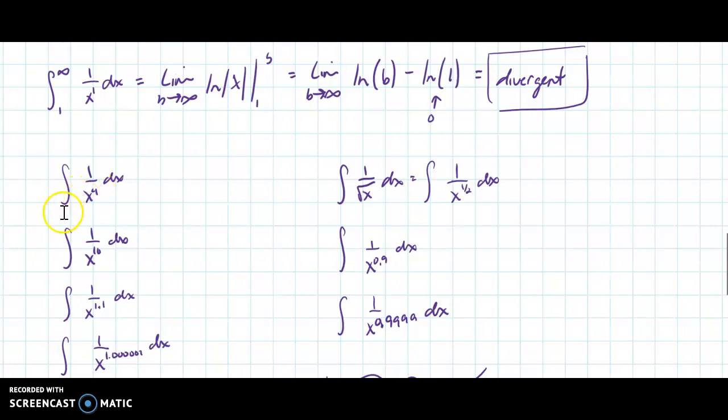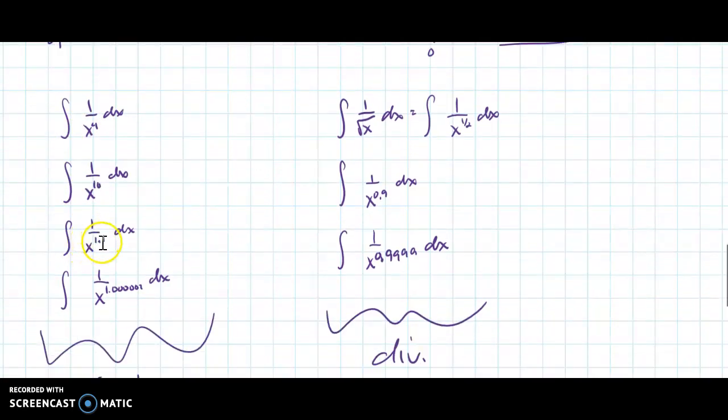This will go to x cubed in the denominator. This will go to x to the 9th in the denominator. This will go to x to the 0.1 in the denominator. This will go to x to the 0.000001 in the denominator. All of these will have things.